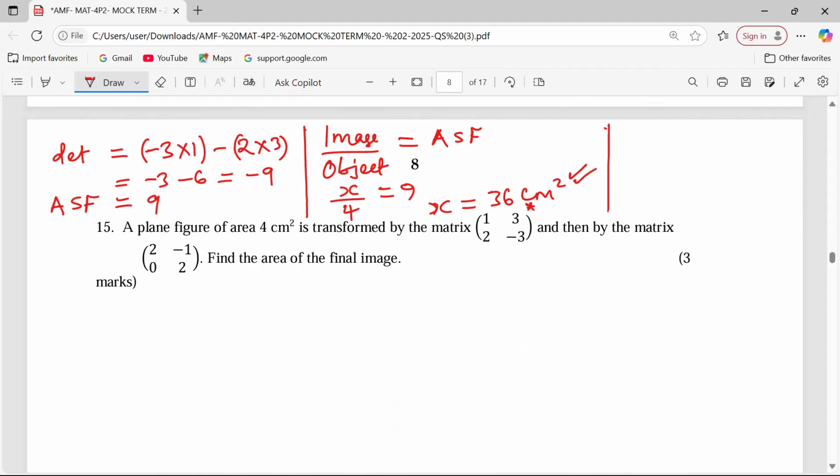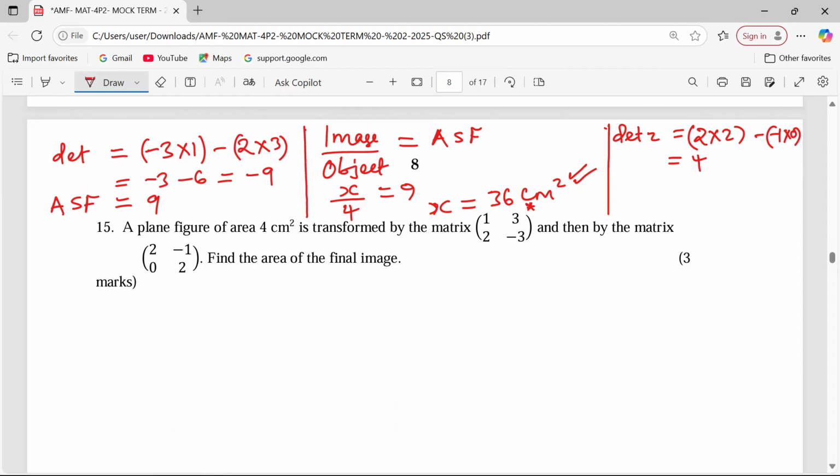Now, having an area of 36 square centimeters, it is now getting further transformation by a second matrix. Meaning that the second matrix of transformation will have a determinant. So determinant 2 now. The second determinant now is 2 times 2 minus -1 times 0. You see, we are getting 4.